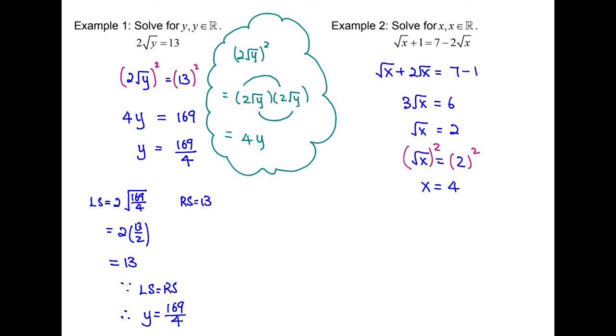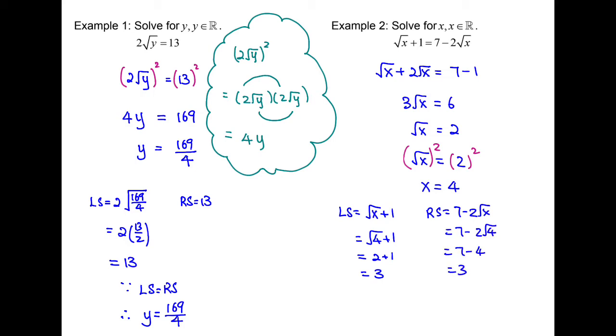Once again, we have to verify our solution. Therefore, we do left-hand side equals the square root of x plus 1. Substitute the value into the x. Now we get 3. The right-hand side equals 7 minus 2 square root of x. Substitute 4 into the x. Now we get 3. Since the left-hand side equals the right-hand side, therefore, x is 4.